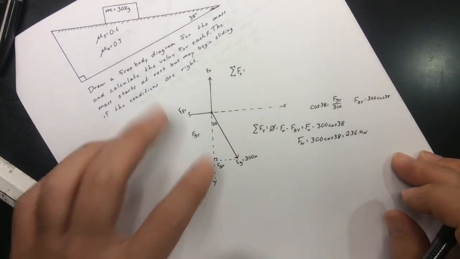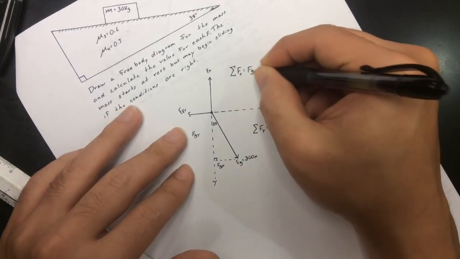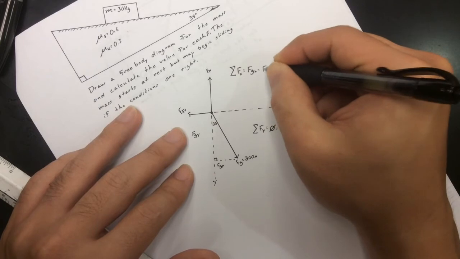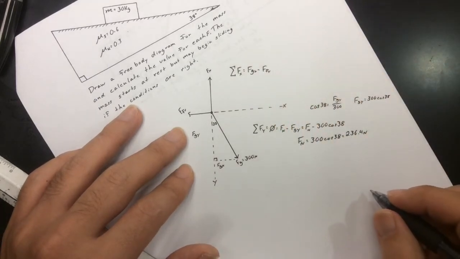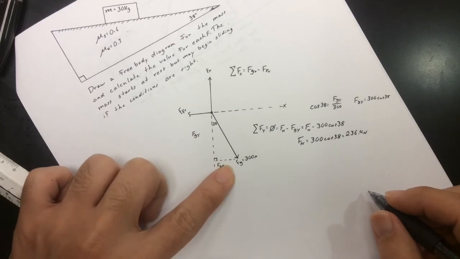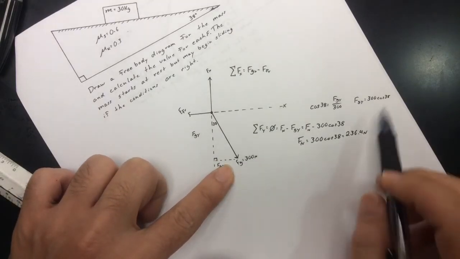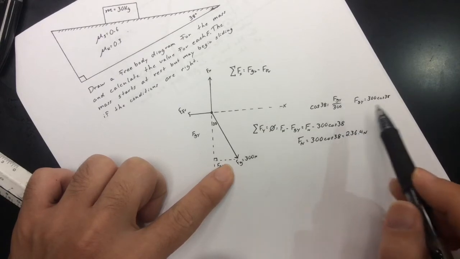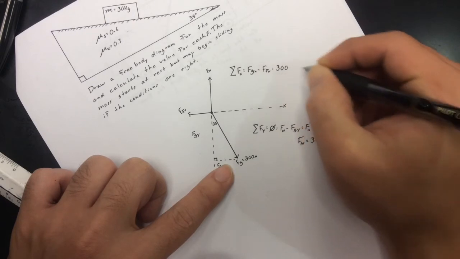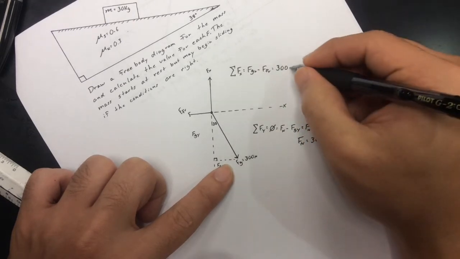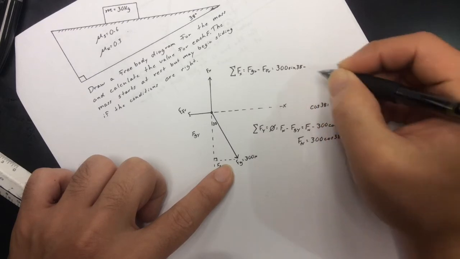In the x direction, we have two forces. We have the force of gravity in the x direction minus our force of friction. Now, the force of gravity in the x direction, that's opposite my angle. And if I have opposite and hypotenuse, then that'll be sine. And so just like we did with cosine, it's going to be 300 times, not cosine, but sine of 38 degrees, minus the force of friction.